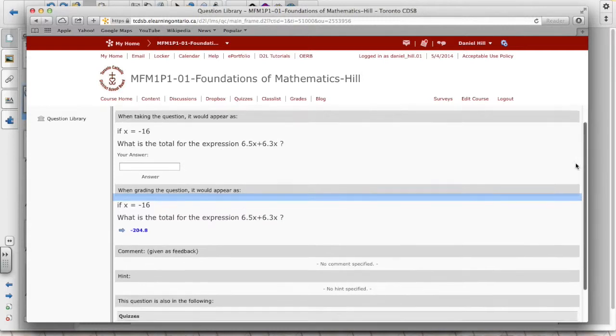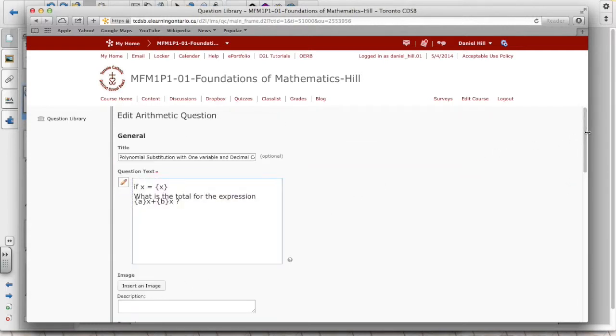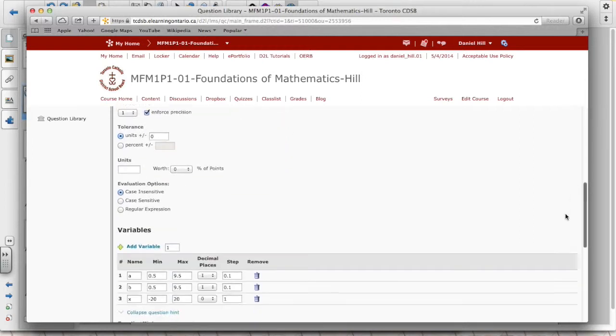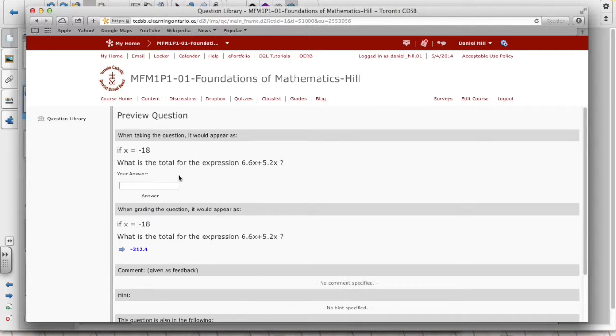If I close this and preview this question again, the question will be completely different. Now if x is equal to negative 18, what is the total for the expression 6.6x plus 5.2x? And once again, it calculates my answer.